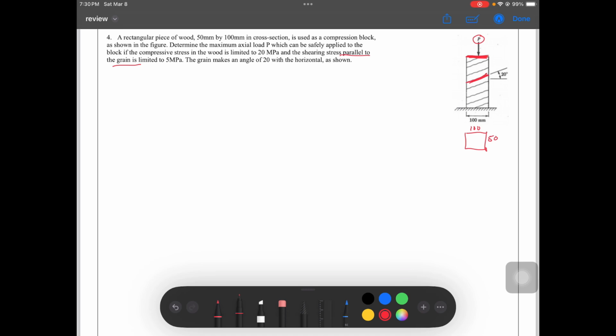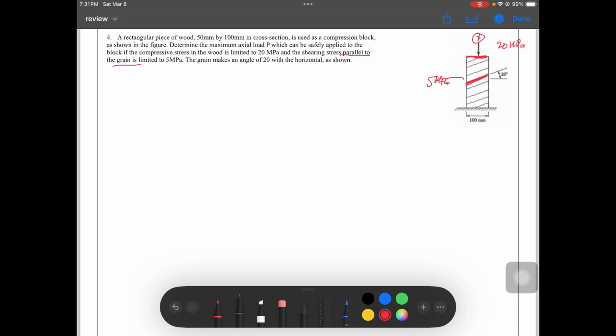So, hindi binigay ng problem yung compressive stress or compressive strength ng wood on this inclined plane. Ang binigay niya na 20 MPa is the stress doon sa flat plane niya. Okay? So, kunin daw natin yung maximum load P, wherein masasatisfy natin yung compressive stress on this area na 20 MPa and yung shearing stress dun sa parallel sa grain dito sa inclined plane na to, masatisfy ang 5 MPa na shearing stress. So, let's do first yung compressive stress.